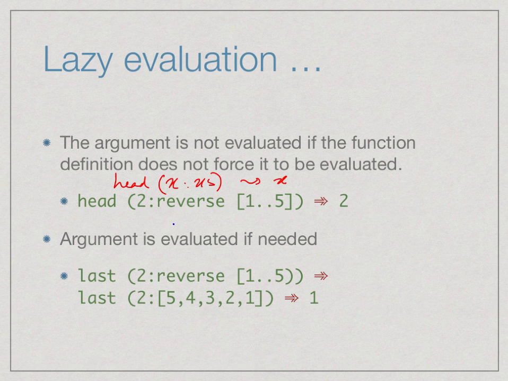On the other hand, if I want the last value of the list, then I do need to know what happens to the end. So if I say last of 2 colon reverse 1 to 5, then I must reverse this list and get 5, 4, 3, 2, 1, so that I can then conclude that last of that list is 1. Right? So Haskell's lazy reduction starts from the outermost thing, and if it finds it has enough information to process the answer, it doesn't need to look at an argument, it will just ignore that argument.